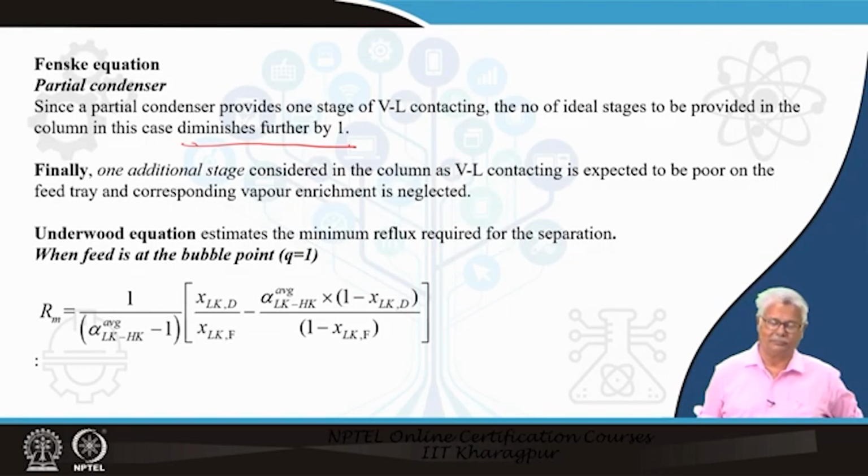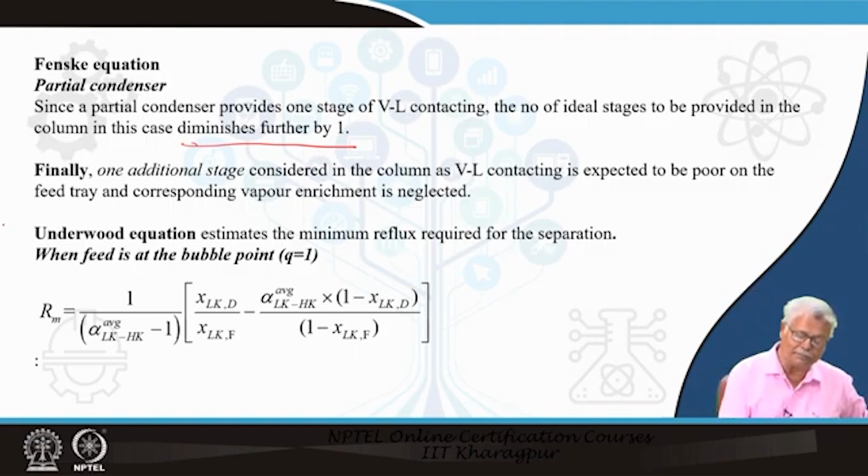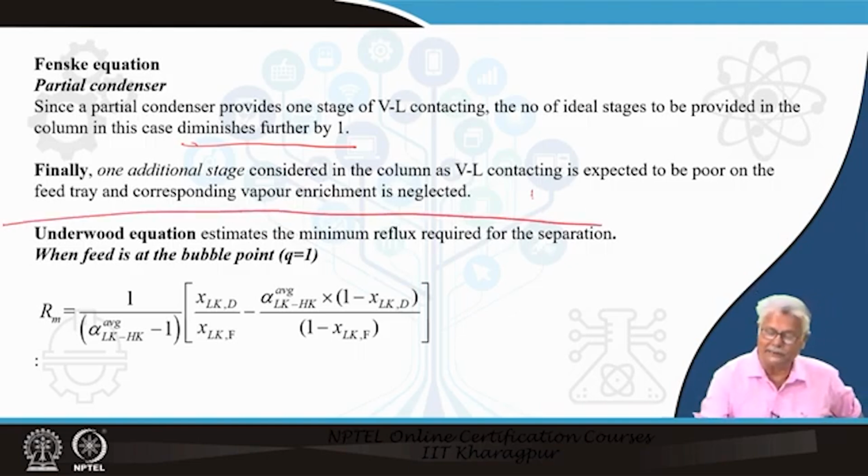So, one thing is true, up to this particular point we have decided on my Nm, or the minimum number of ideal stages or ideal trays that I have to provide inside my tower or the column itself. What is the next thing to be done? We need to find out the Rm, which is the minimum reflux required for the separation.